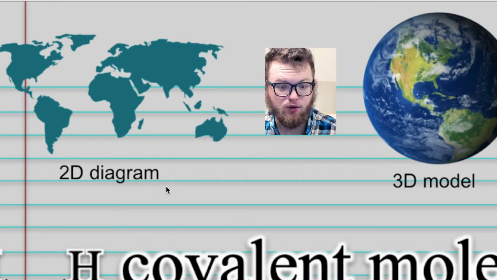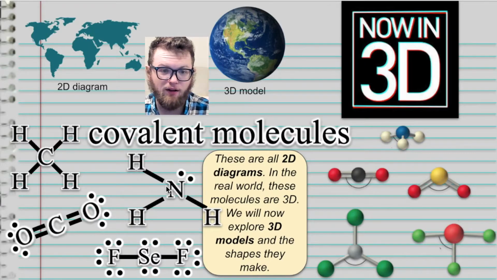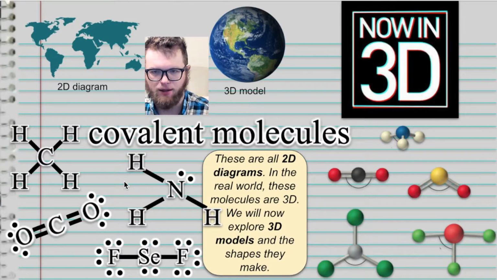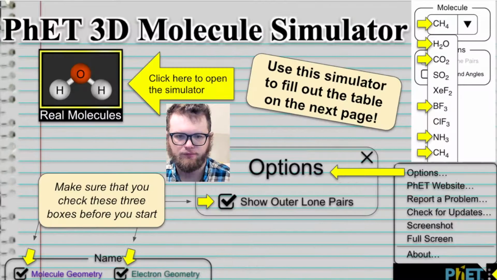The same has been true with covalent molecules so far. These drawings are all 2-dimensional diagrams. In the real world, these molecules are in 3D. So we're going to be exploring 3D models of the 3D shapes that these 2-dimensional drawings make. And to help with that, we're going to use a PhET 3D model simulator. So we'll click here to open the simulator.